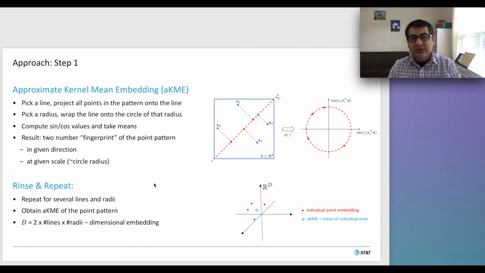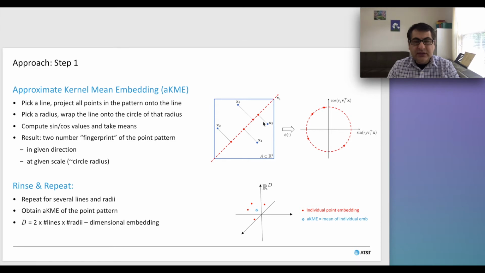Now let me go over our approach. There are 2 steps in the approach. The first step is computing the approximate kernel mean embedding. You can concentrate on the pictures on the right here. The pattern itself is this blue square with the dots in it. There are the blue dots, x1 through x4. Given this pattern, we'll pick a line. In this case, it's this red dashed line, which we call v_i.